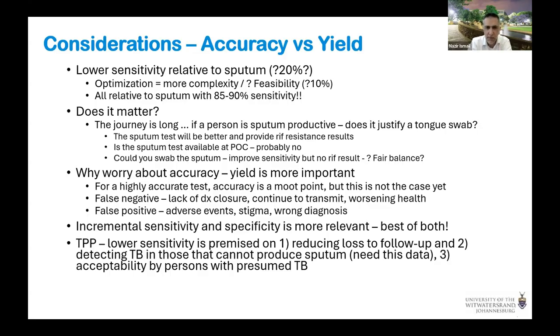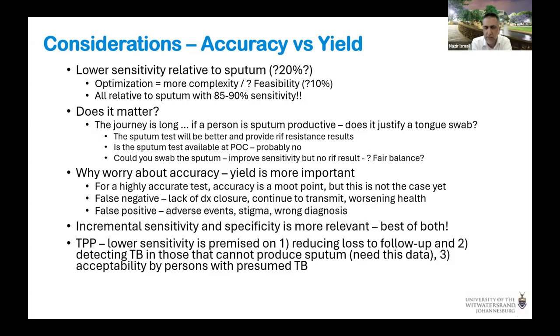The acceptability of a lower sensitivity test is that it would make a difference to the person. It means there would be a reduced loss to follow-up. Number two, it's really addressing people that cannot produce sputum. And that's my concern, is that we don't really have good studies that are addressing these types of people that are not sputum productive.